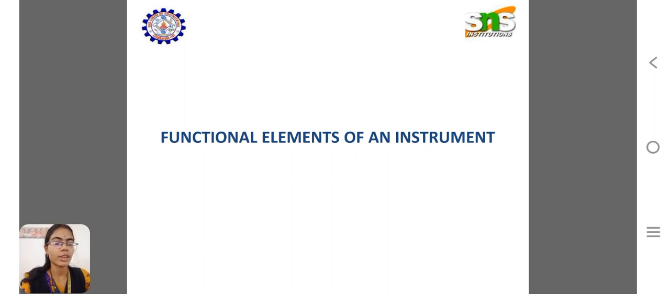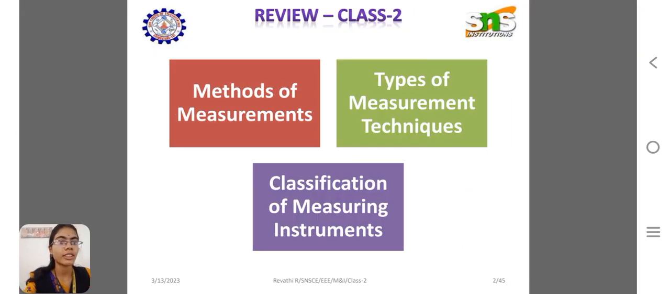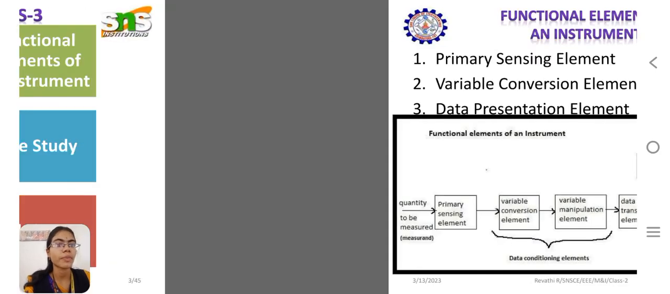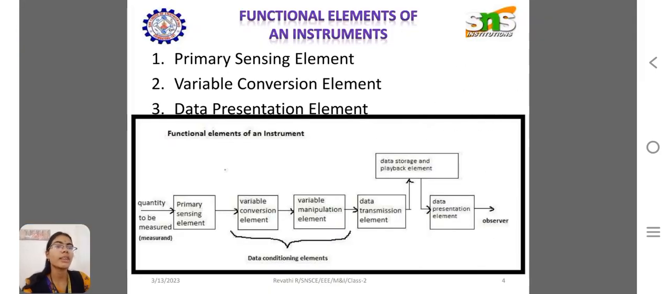Today we are going to see about the measurement and instrumentation subject. The topic is functional elements of an instrument. There are three main types of measurements: the methods of measurement, types of measurement techniques, and classification of measuring instruments. The functional elements of an instrument consist of three types: first, the primary sensing element; second, the variable conversion element; third, the data presenting element.